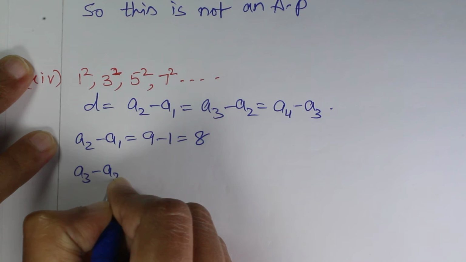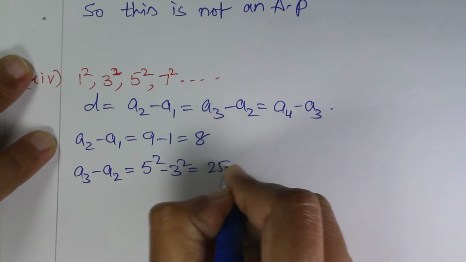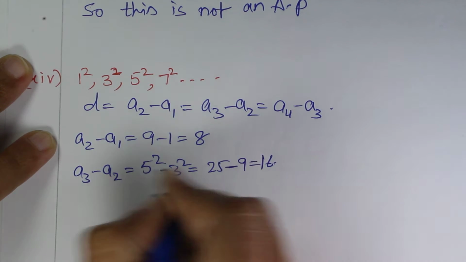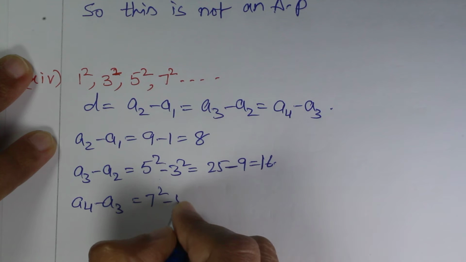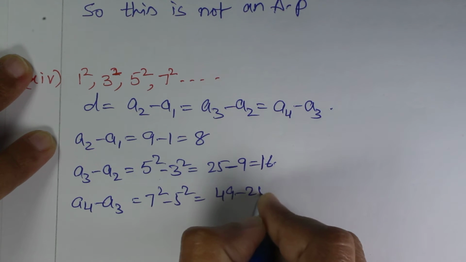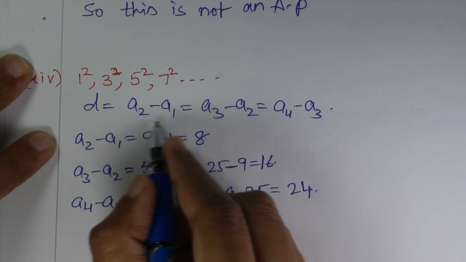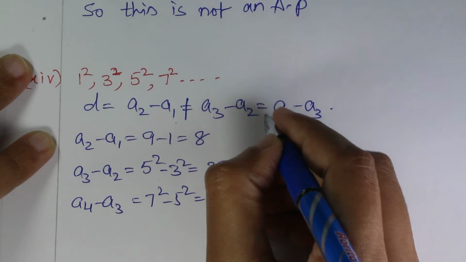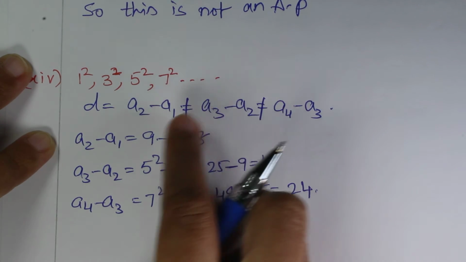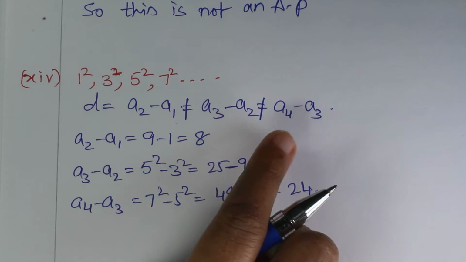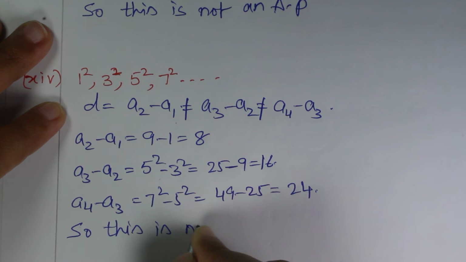A3 minus A2 is equal to 5 square minus 3 square, that is equal to 25 minus 9, that is equal to 16. A4 minus A3 is equal to 7 square minus 5 square, that is equal to 49 minus 25, that is equal to 24. So clearly here we see that A2 minus A1 is not equal to A3 minus A2 is not equal to A4 minus A3. So this is not an arithmetic progression. Why? Because the difference between two consecutive terms is not equal.